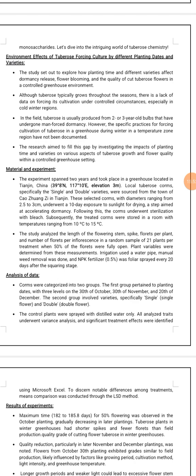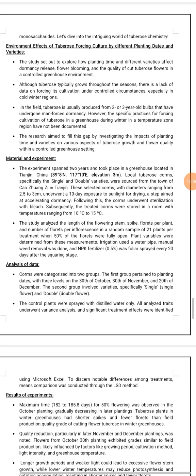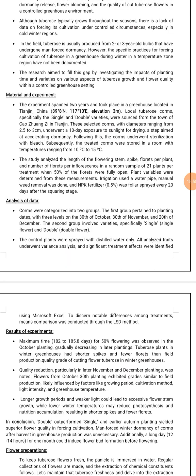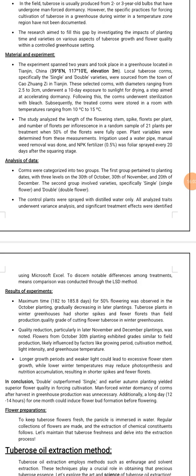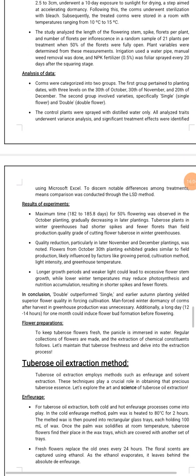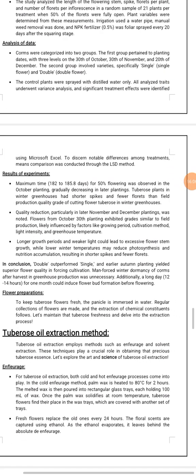So the time for sowing the plants is very important, and we have to consider it. Materials and experiments and analysis of data. First of all, they perform the experiments, then they analyze this data, and the result of the experiment was that the maximum time for 50% flowering was observed in the October planting. If we plant in October, there will be 50% good flowering.